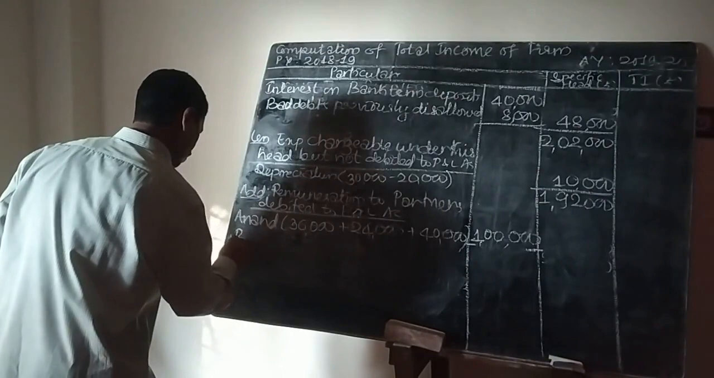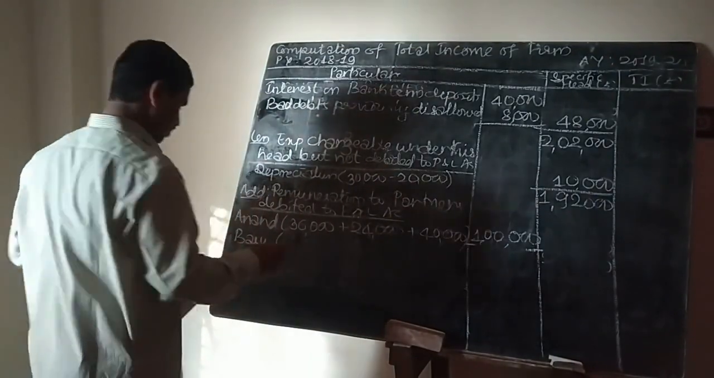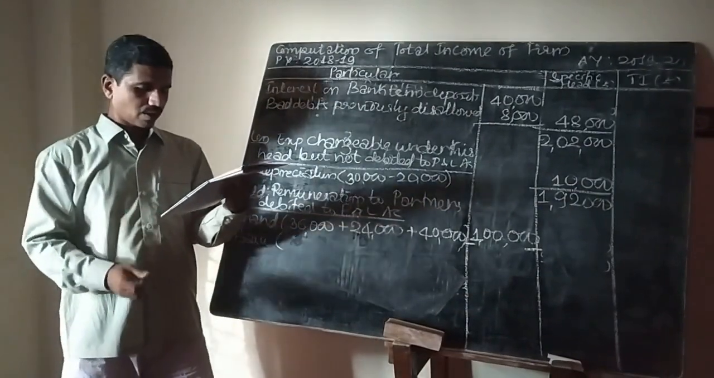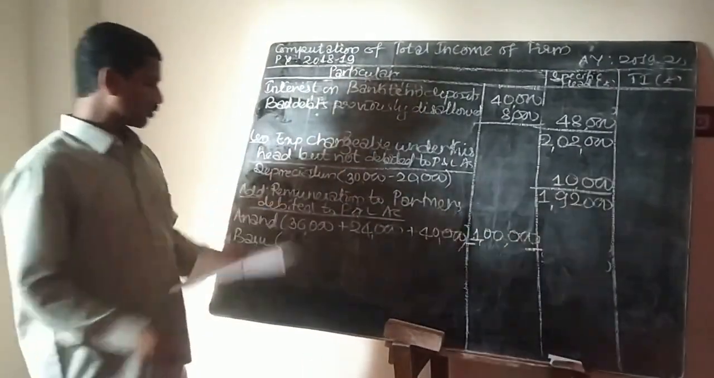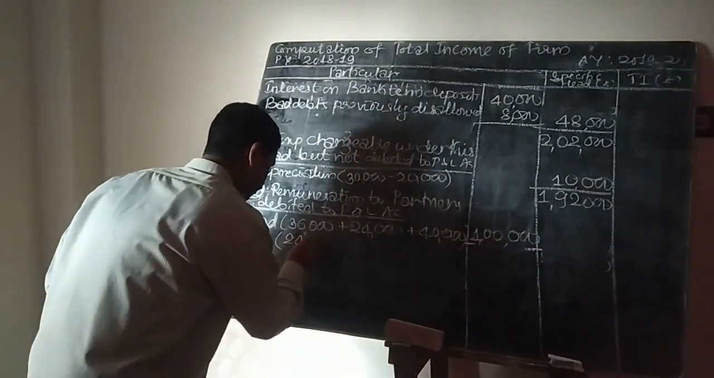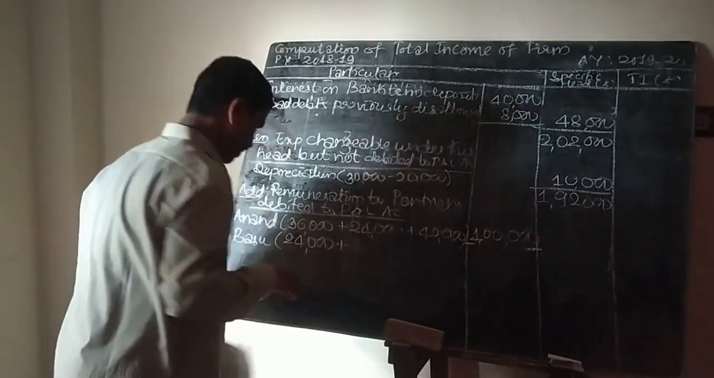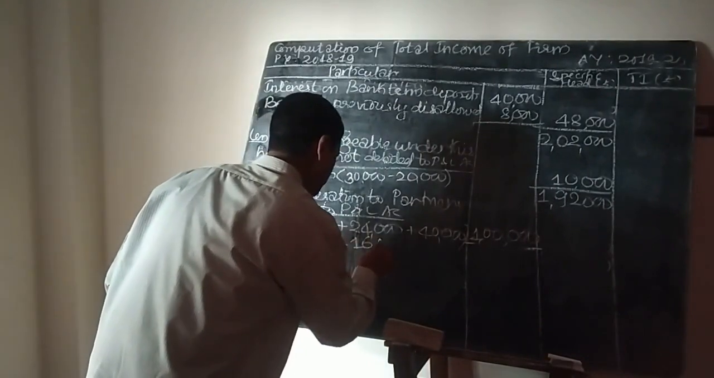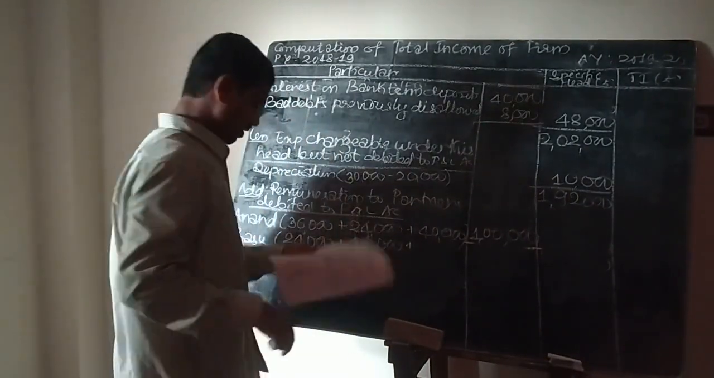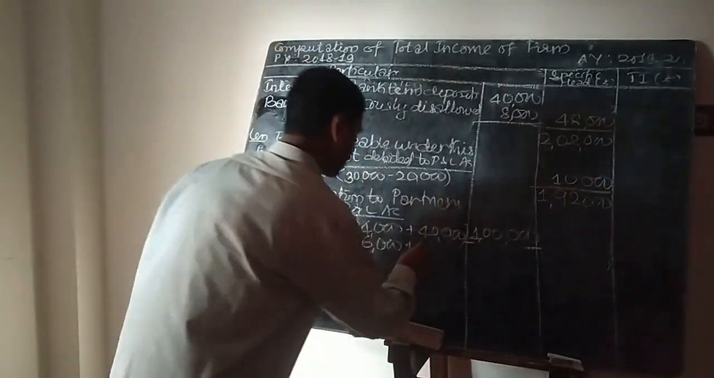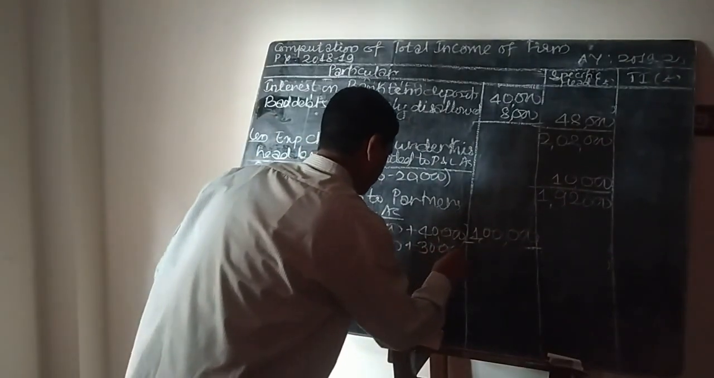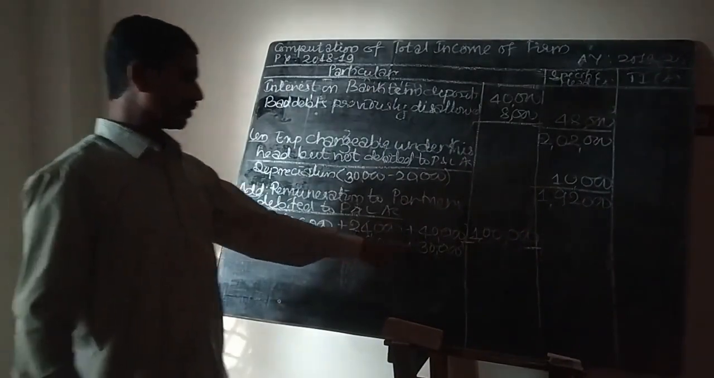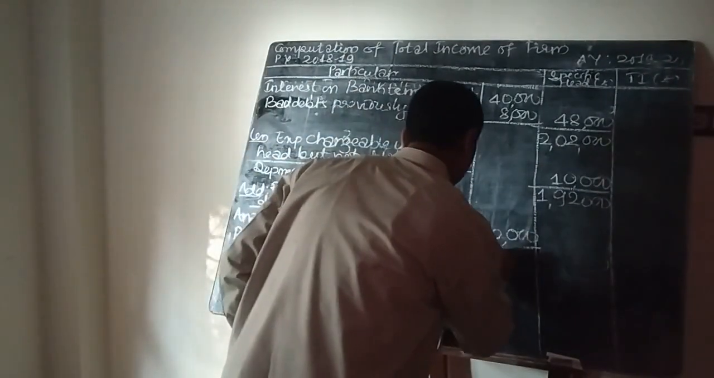Similarly, Basu. Basu has been paid a salary of rupees 24,000, plus a bonus of rupees 16,000. Then he has also been paid a commission of rupees 30,000. So 24 plus 16 is 40, plus 30, that is 70,000.